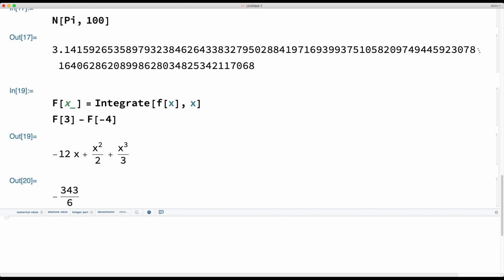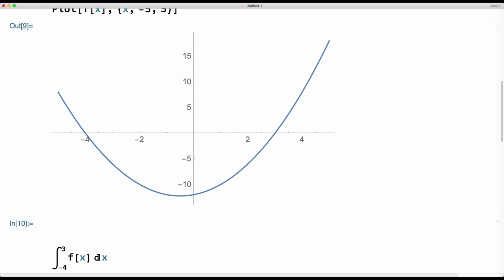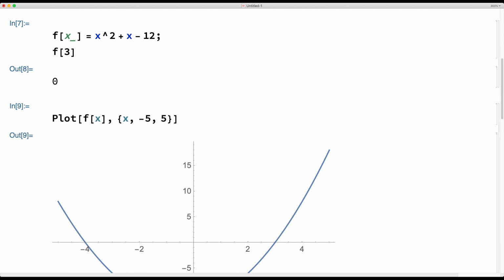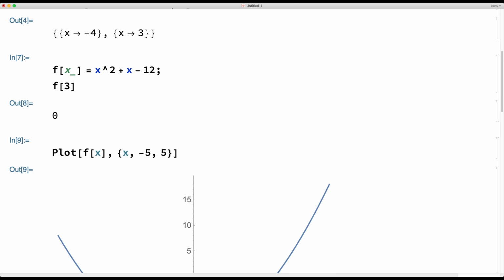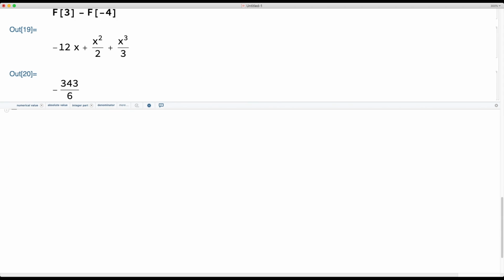What about derivatives? What I might be interested in with this function is knowing what the derivative is. In this case, what is the derivative? Two x plus 1, right? I picked a polynomial just for the sake of simplicity. So let's make sure that we're correct and ask Mathematica what the derivative of my function is.